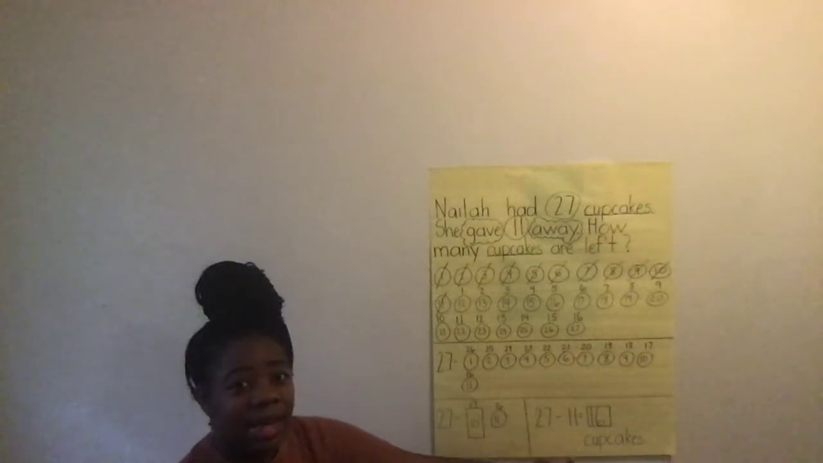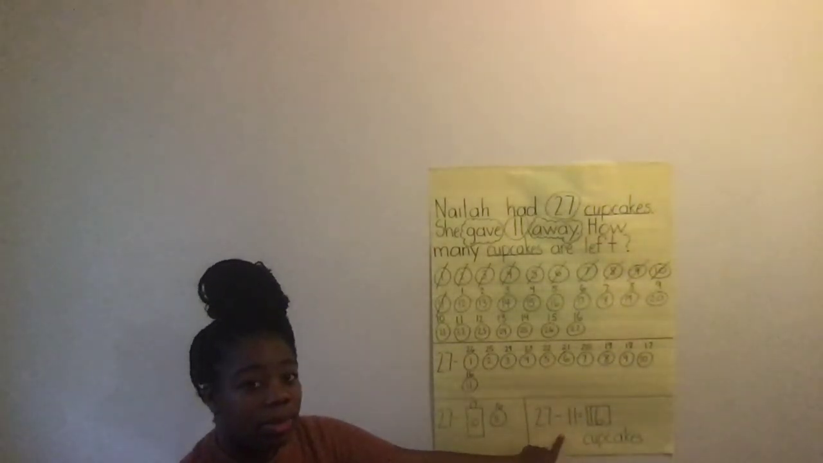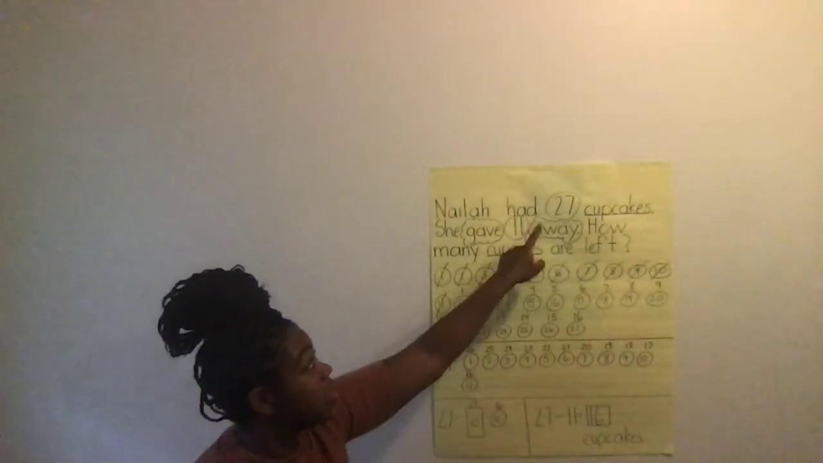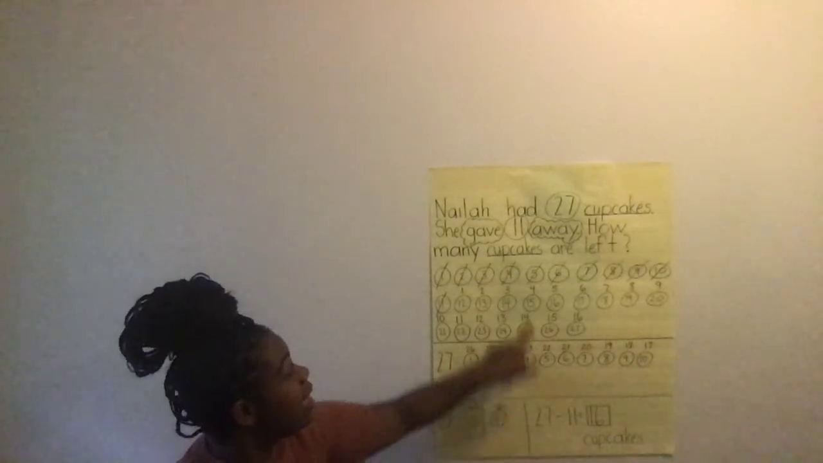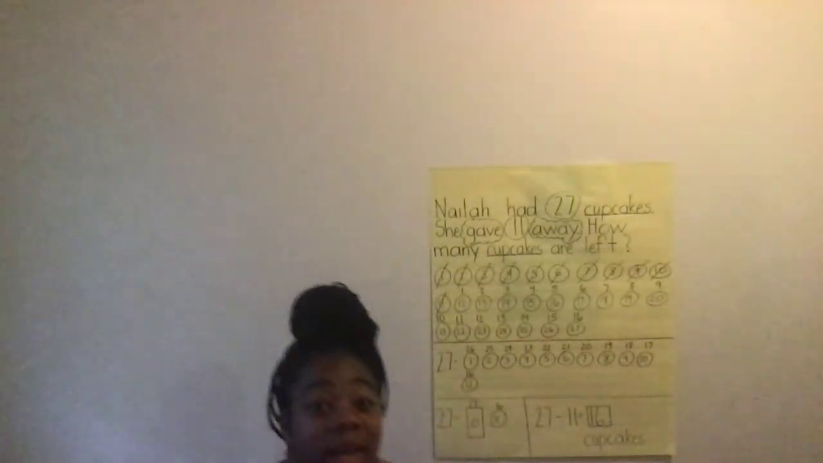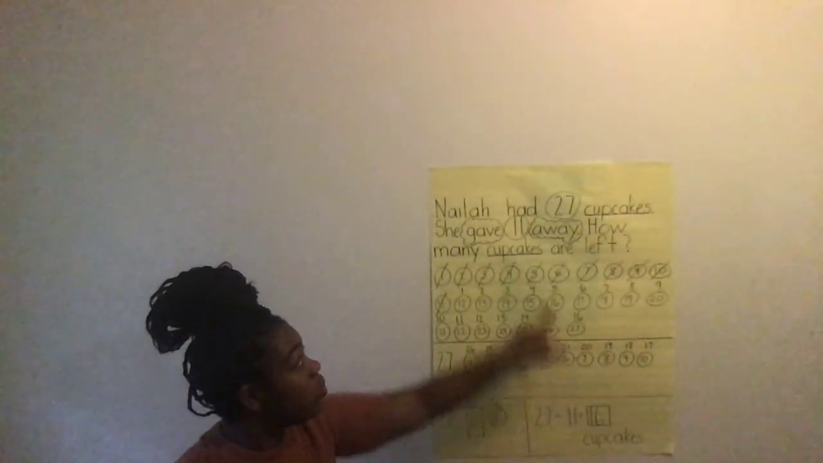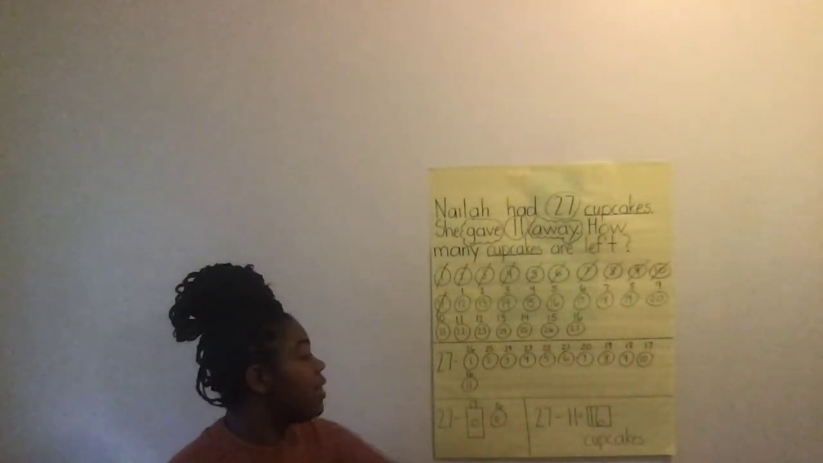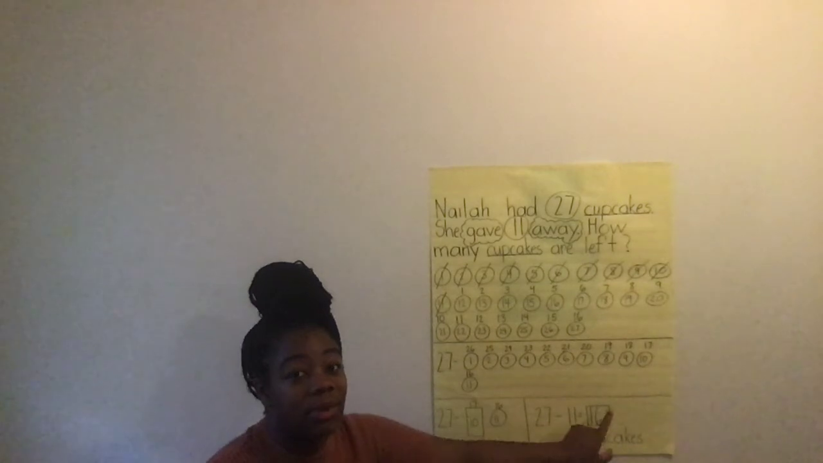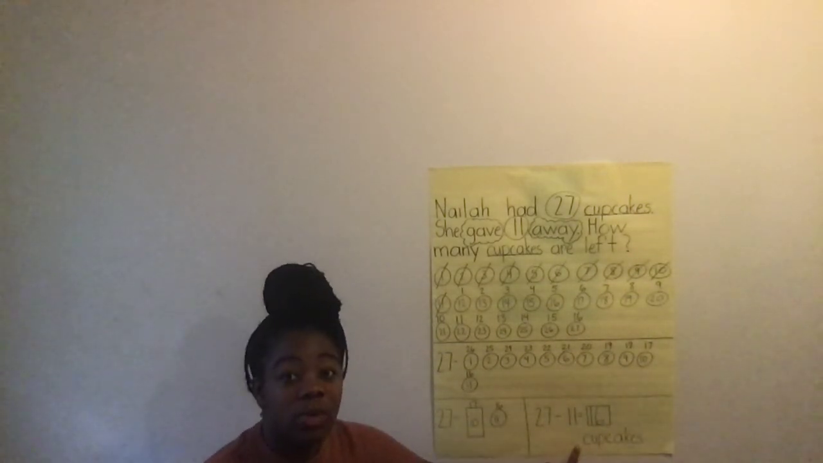This is the number sentence that matches our story problem. 27, which represents the 27 cupcakes that Nyla had at first, minus. I know that I'm putting a minus sign because it says that she gave away. And then it's 11, which represents the 11 cupcakes that she gave away. And then it equals 16. I put a box around my answer, and then I write my unit, which is cupcakes.